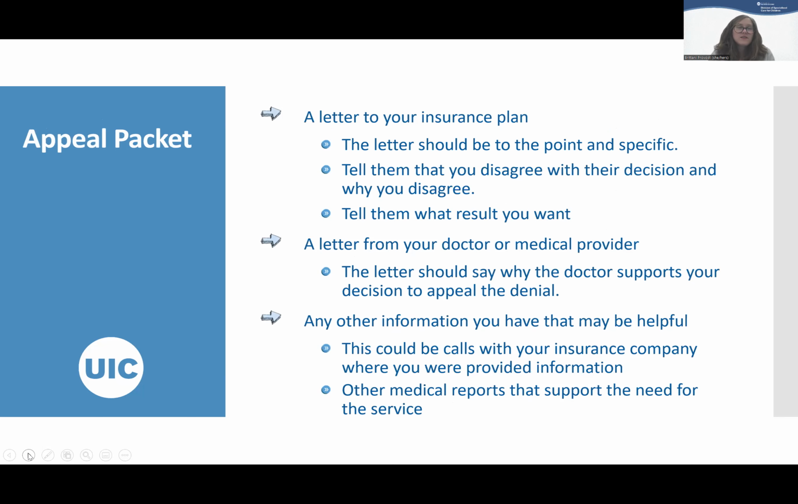The packet that you send in is going to be a letter to your insurance plan. So you're going to be writing a letter to them saying that you disagree with their decision and why you disagree, and tell them what result you want. And the letter needs to be to the point and specific. You're going to want to include a letter from your doctor or medical provider that explains why they support the decision to appeal the denial and why the services are needed. And then any other information you have that might be helpful.